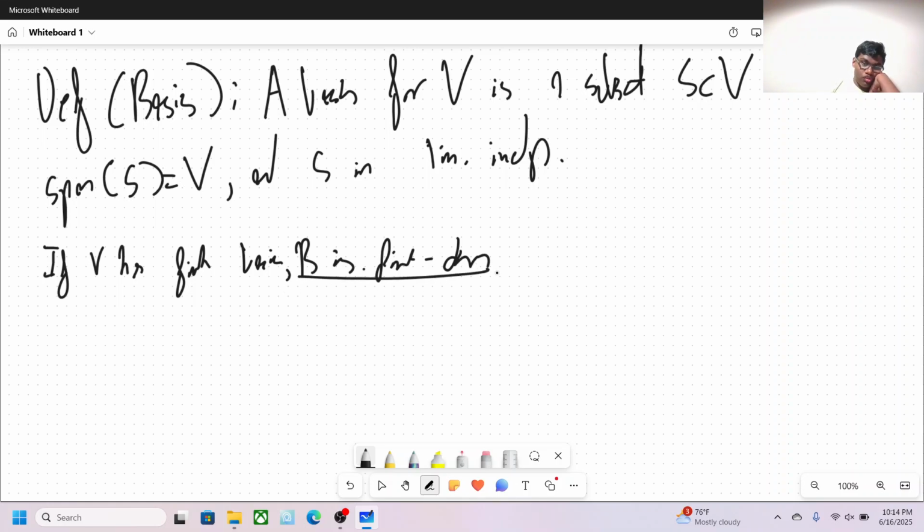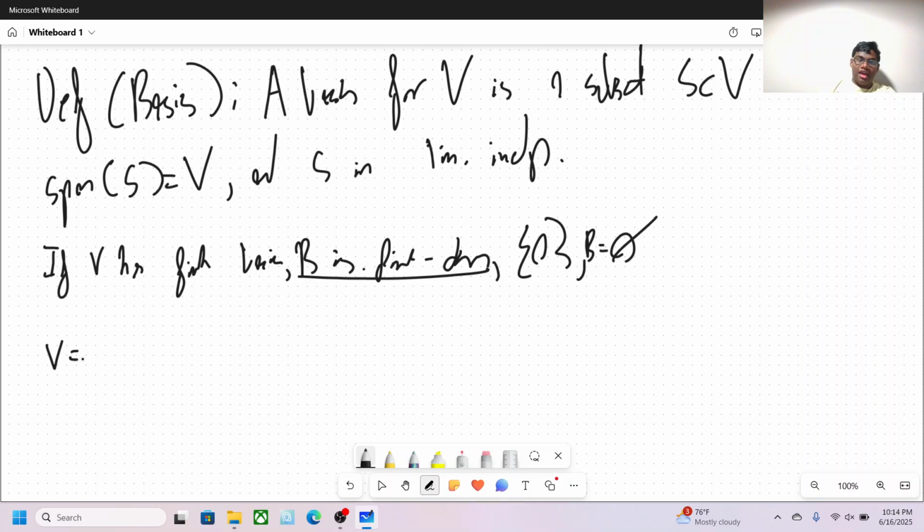And for example, the trivial space 0 is finite dimensional since it has a finite basis, the empty basis, given by B equals the empty set. So why is a basis important? The answer is going to be the fact that this guarantees everything can be written uniquely in terms of the basis. And let's see why.